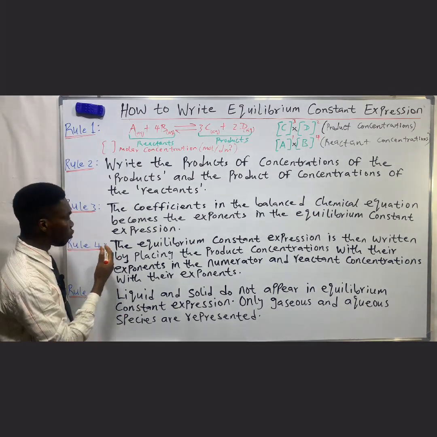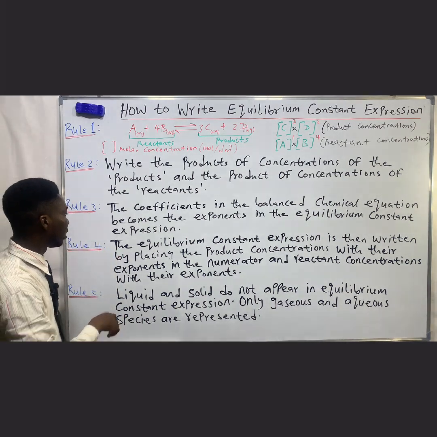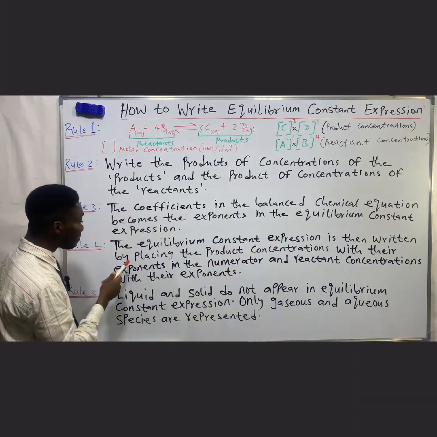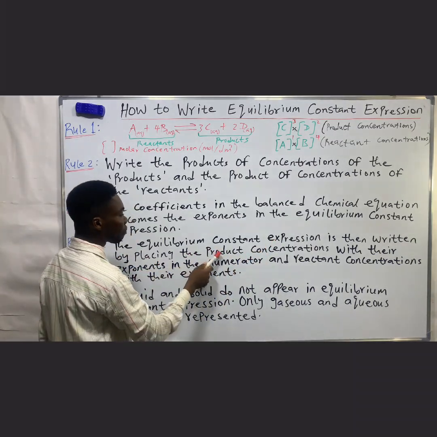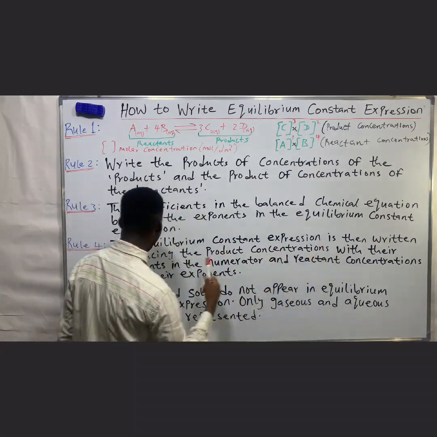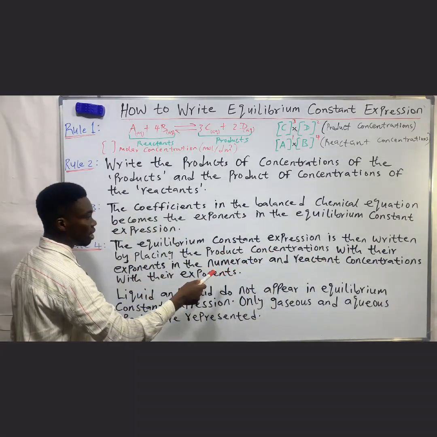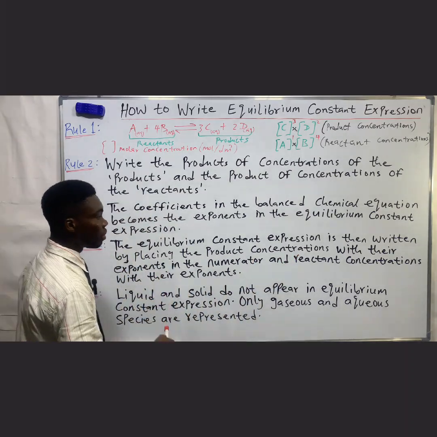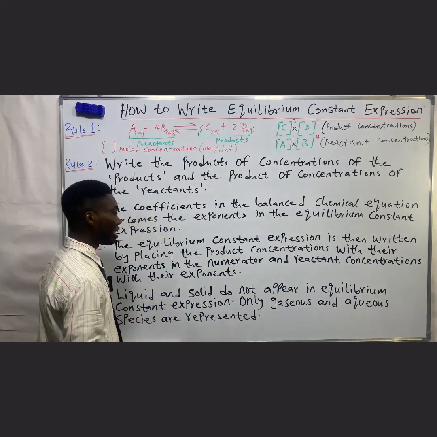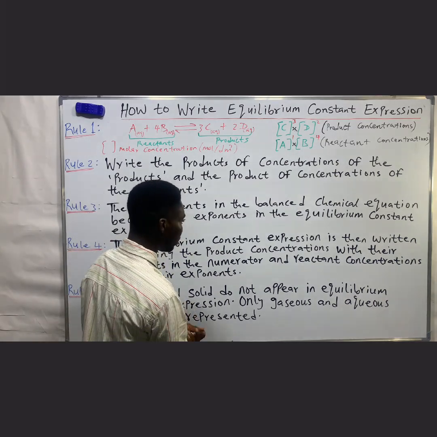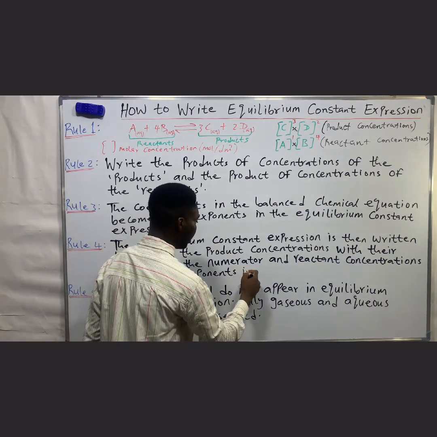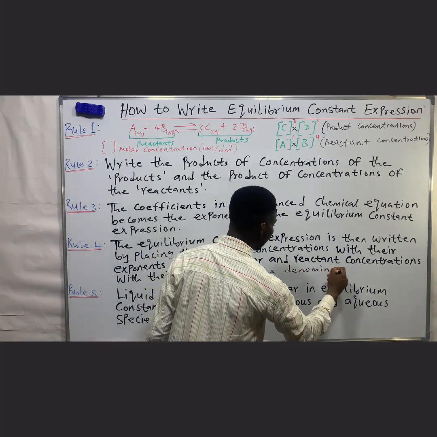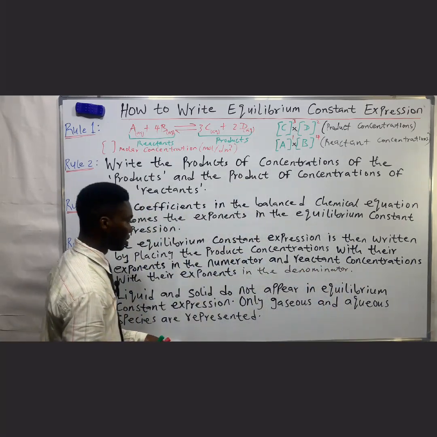Now let's take a look at rule number 4. What does rule number 4 say? The equilibrium constant expression is then written by placing the product concentrations with their exponents in the numerator and reactant concentrations with their exponents in the denominator. That's going to be in the denominator.